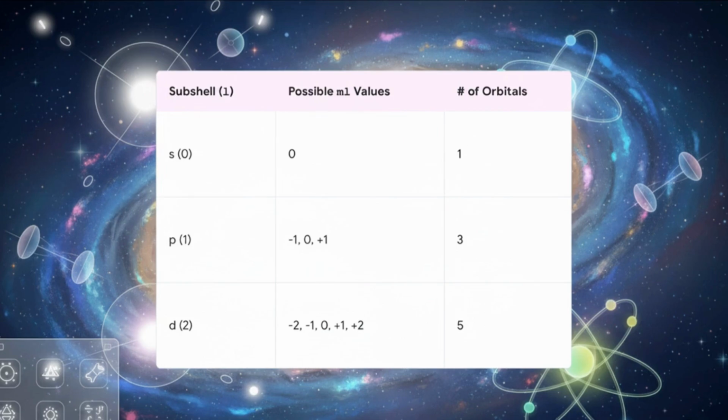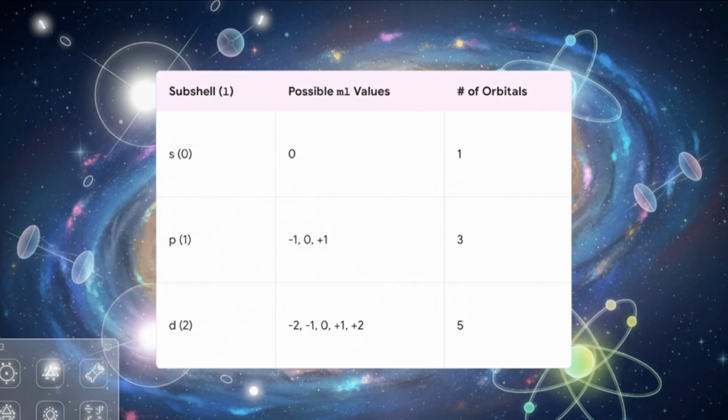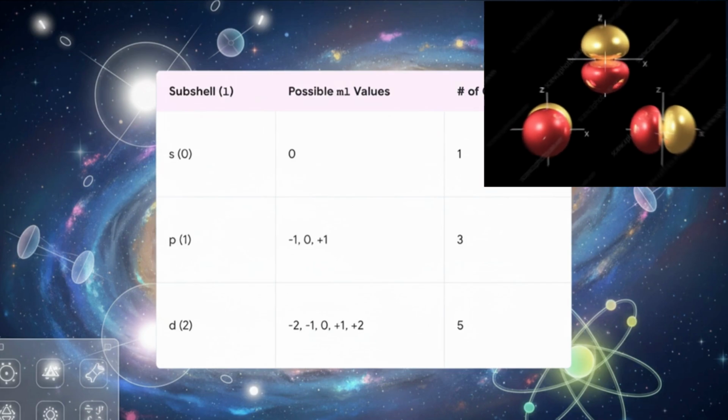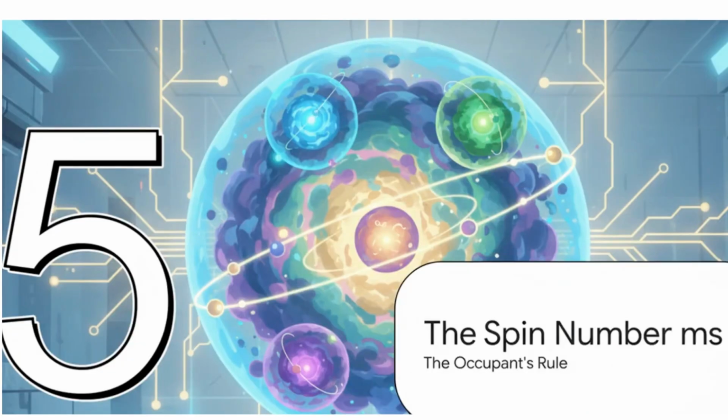So for an S subshell where L is 0, ML can only be 0, one orientation, one orbital. But for a P subshell where L is 1, ML can be -1, 0, or +1. And that gives us 3 separate p orbitals, each pointing along a different axis, x, y, and z. Okay, we've done it. We've found the house.